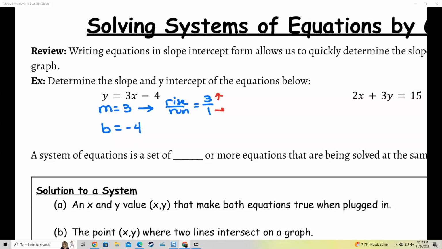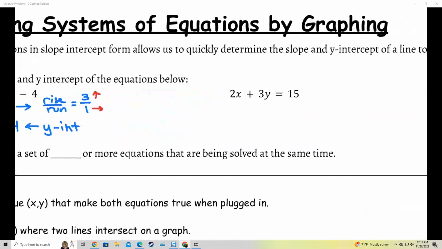and right 1. So if I were to graph it, I know it'd go up 3, right 1, up 3, right 1, up 3, right 1. In this case, also, it's telling me that b is equal to -4. This thing is my y-intercept. So this is where I would graph, that would be my first dot, right? On the y-axis, I would graph it at -4. And then from there, I go up 3, right 1.